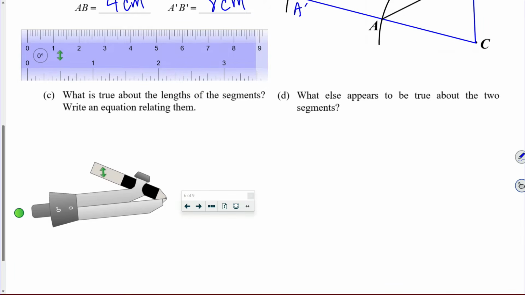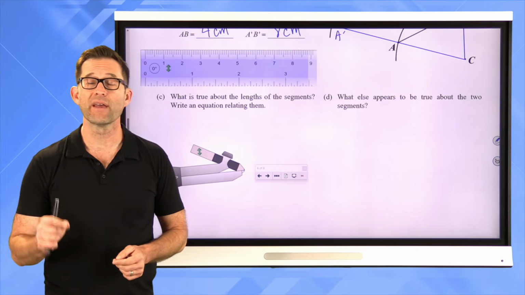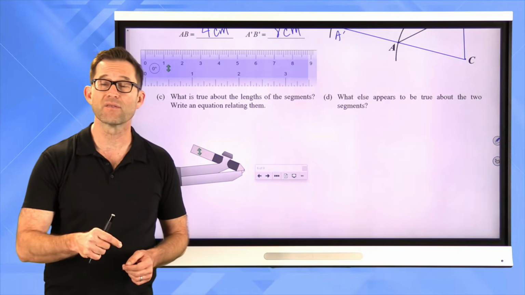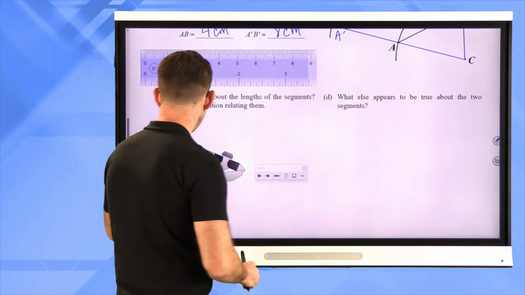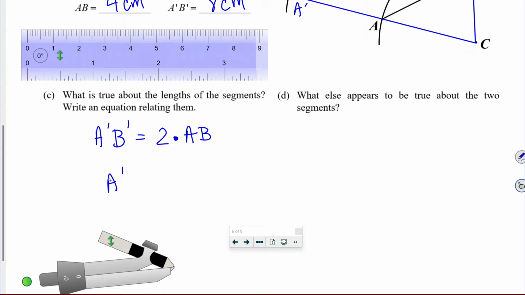What is true about the lengths of the segments? Write an equation relating them. Well, what was true about the lengths was that the length of segment A prime, B prime was equal to twice the length of segment AB. So segment A prime, B prime is twice the length of segment AB. What I really want to emphasize here is that segment A prime, B prime was equal to that scaling factor times the length of AB.